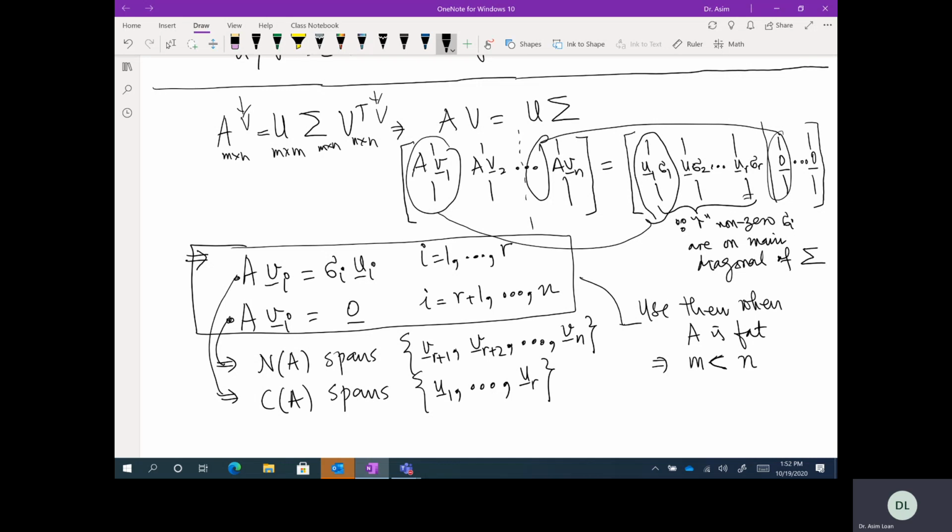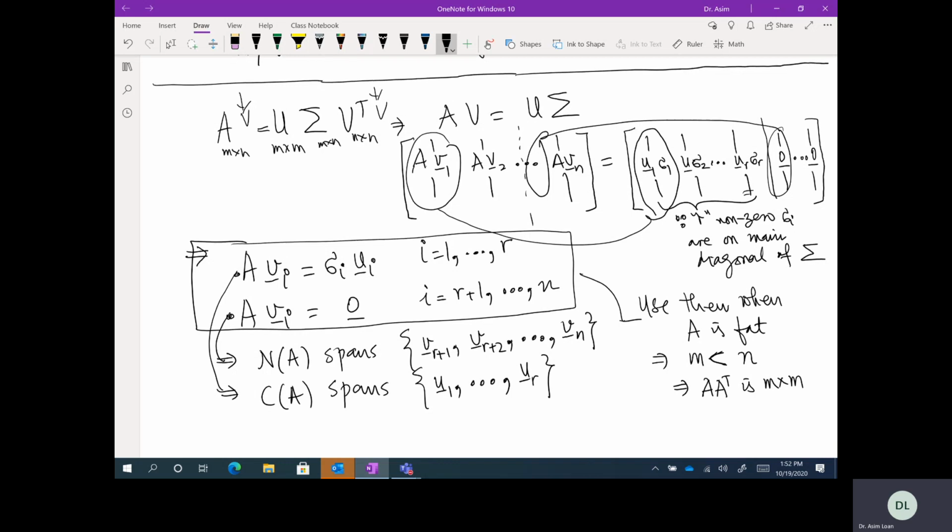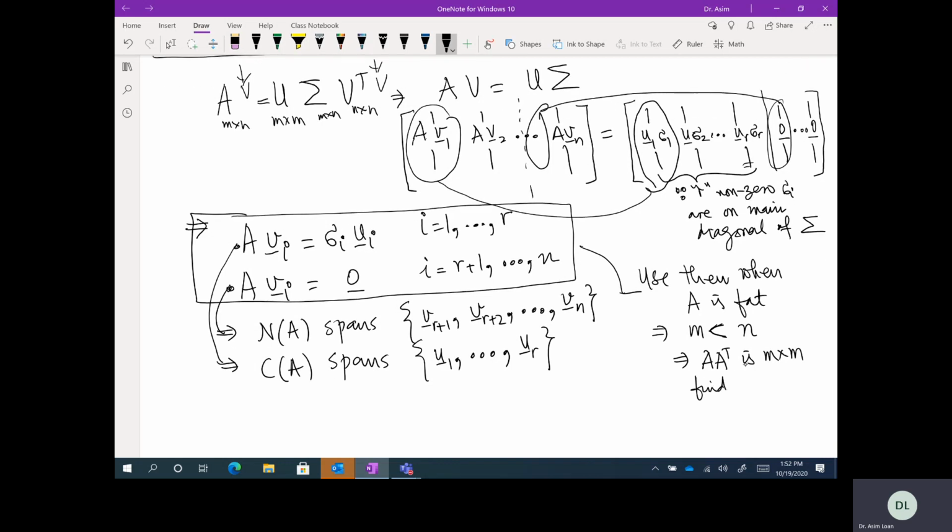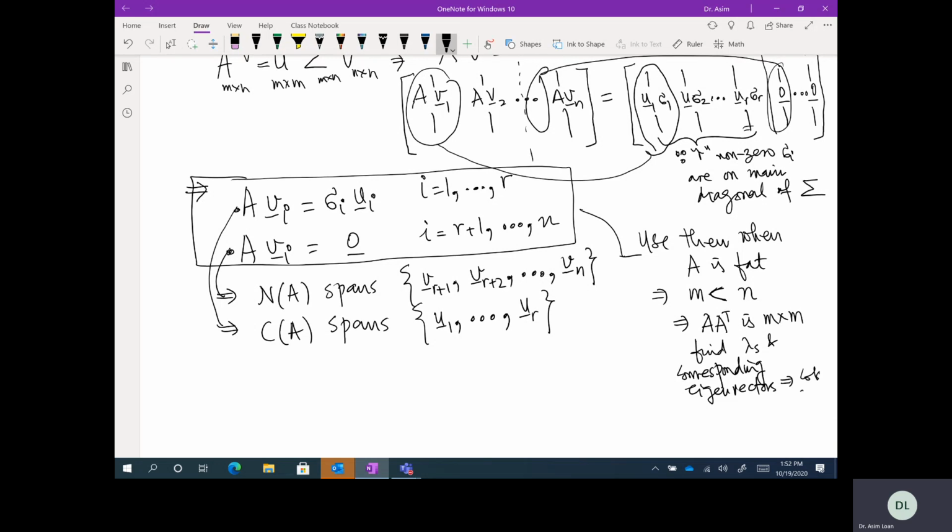Okay. So if A is fat, when M is less than N, this implies A A transpose is M by M. So when it's M by M, I can easily find, from A A transpose, which is M by M, the eigenvalues and corresponding eigenvectors. And these are the eigenvectors which go into matrix U, the columns of U.